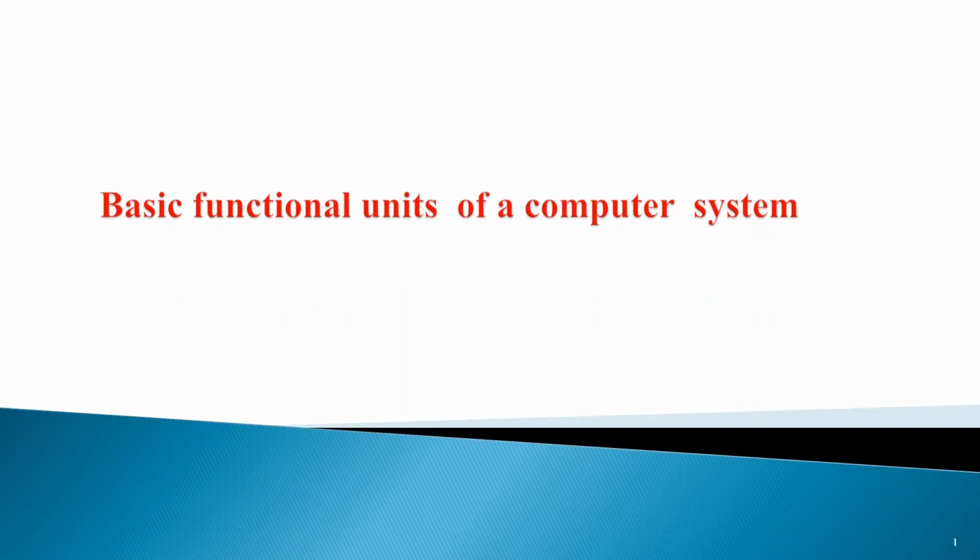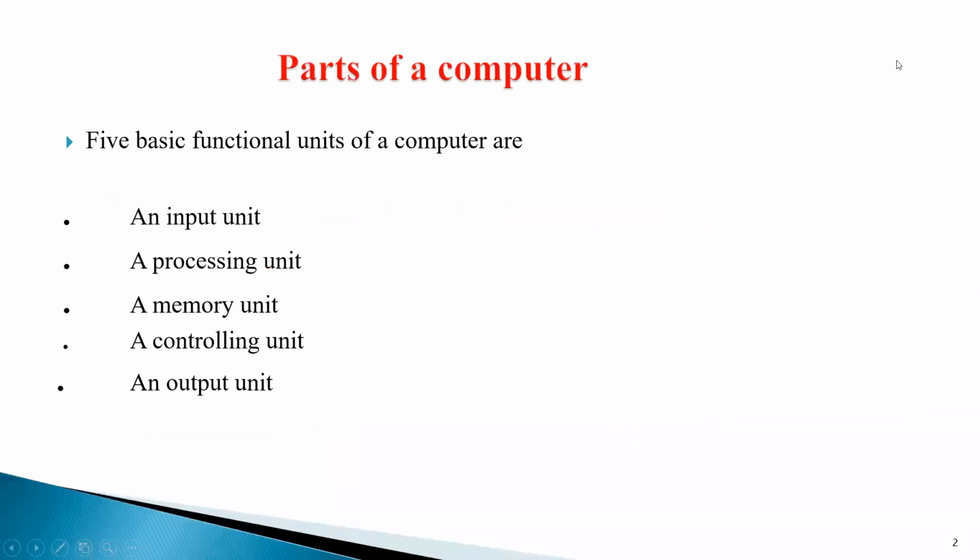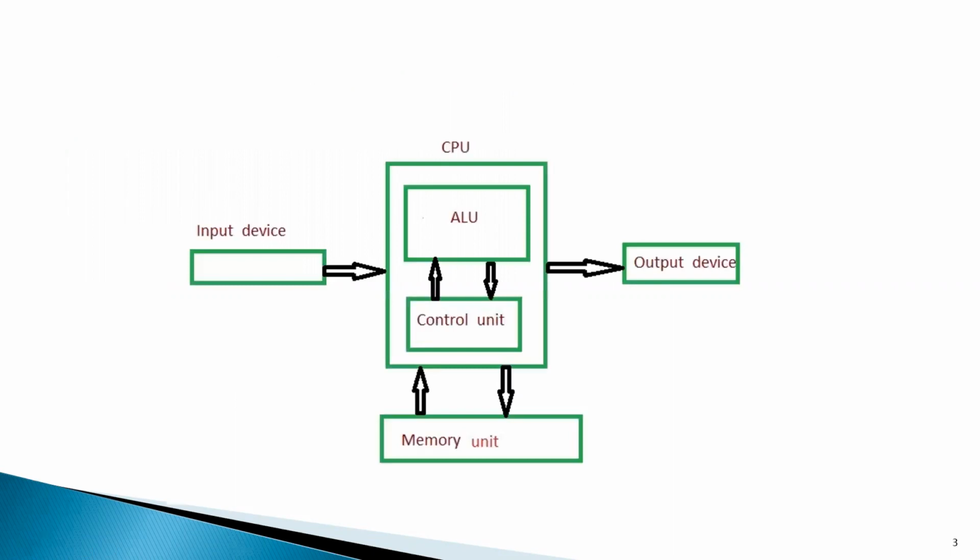Hello students, good morning. Today we are going to see the functional units of a computer system. There are 5 basic functional units of a computer. They are an input unit, a processing unit, a memory unit, a controlling unit, and an output unit.